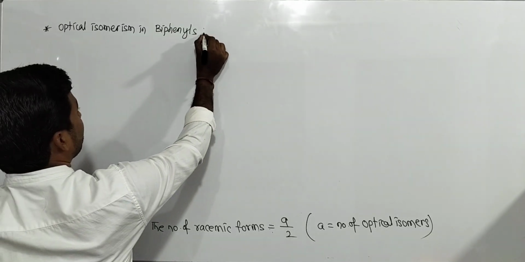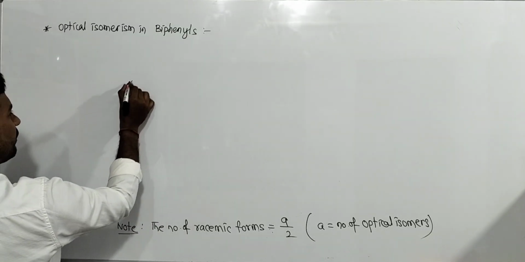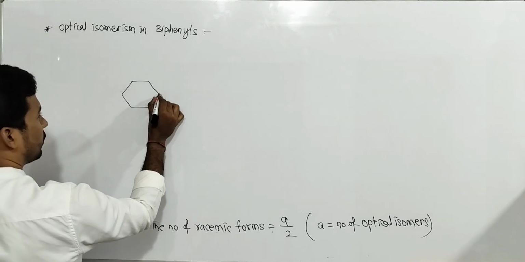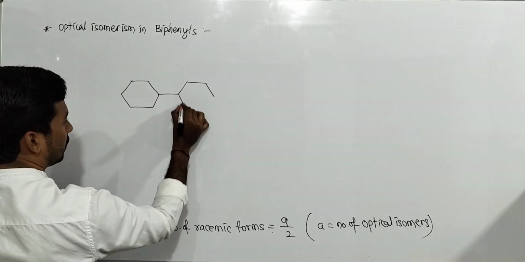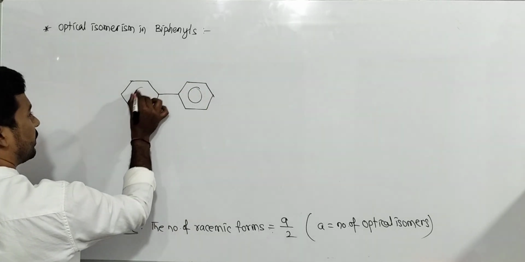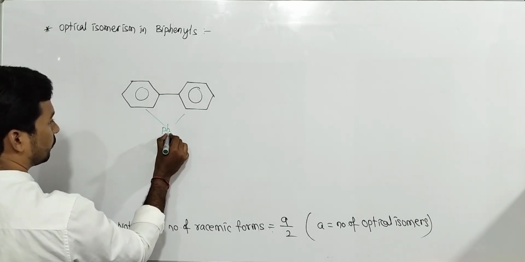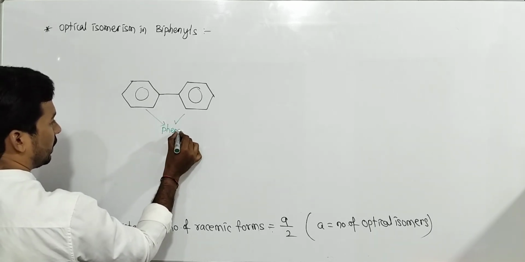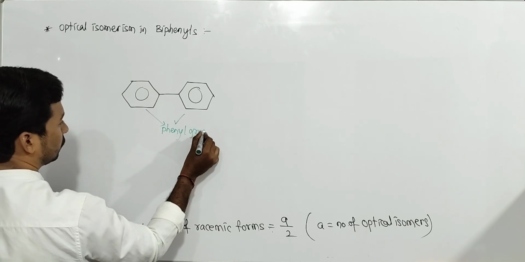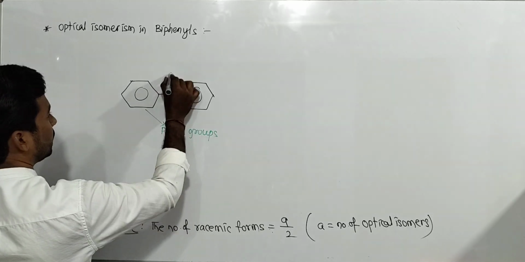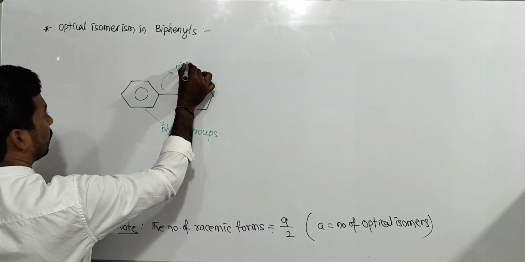Optical isomerism in biphenyls. What are biphenyls? Two phenyl groups linked with a bond. This is one phenyl, this is another phenyl. These two are what? Phenyl groups. And this is what? The pivotal bond.